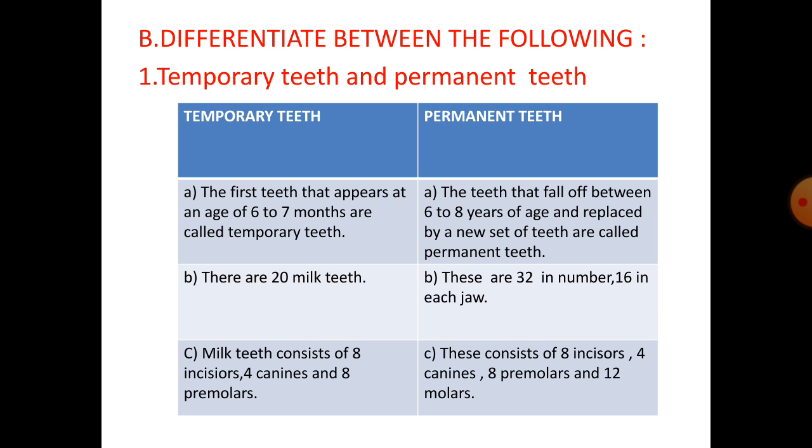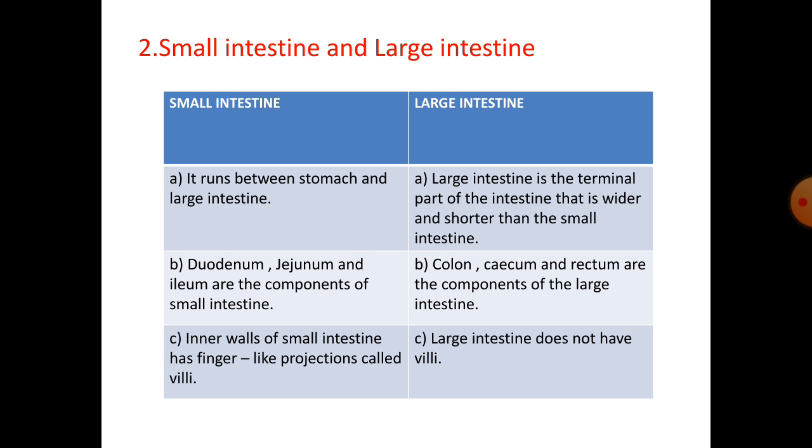Under temporary teeth, the first teeth that appear at an age of 6 to 7 months are called temporary teeth. The teeth that fall off between 6 to 8 years of age and are replaced by a new set of teeth are called permanent teeth. B. There are 20 milk teeth and permanent teeth are 32 in number, 16 in each jaw. C. Milk teeth consist of 8 incisors, 4 canines and 8 premolars. Permanent teeth consist of 8 incisors, 4 canines, 8 premolars and 12 molars.